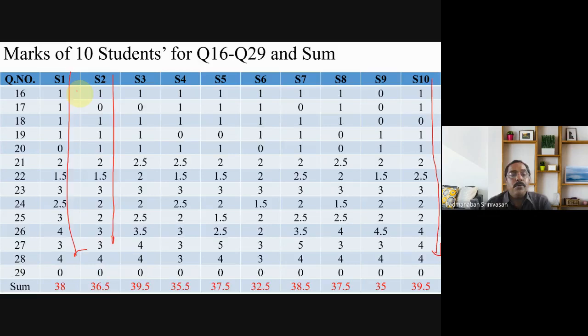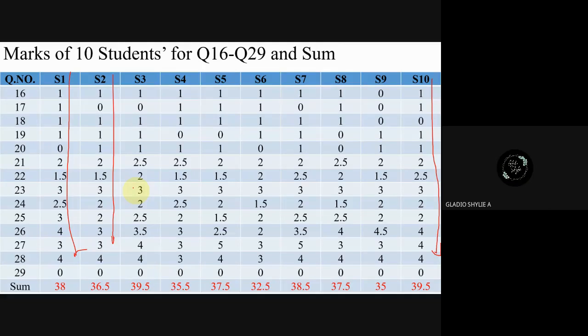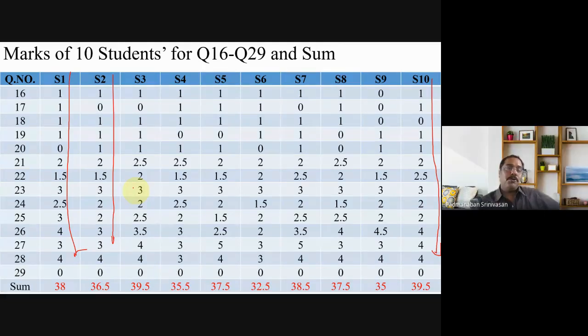See, up to 20, it is only 0, 1, 0, 1. From 21, it is coming to 1.53, like that, it has started coming. What is the difference between up to 20 and after 21? Objective and subjective. Up to 20, it is objective.